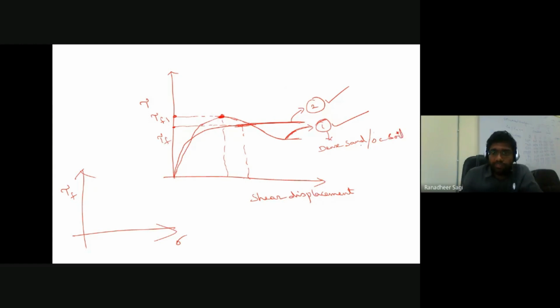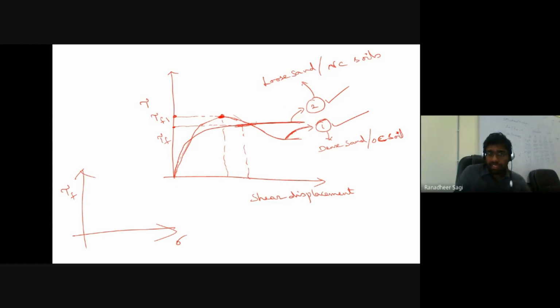Okay, so in the case of your dense sand or over consolidated soils, you will see how your shear stress curve is varying with the amount of shearing that you are trying to cause in your soil. Whereas the pattern of the second curve, whatever you have seen, is generally what we come across in the case of loose sand, or normally consolidated soils. Okay, so in the case of loose sand deposits or normally consolidated clay soil deposits.